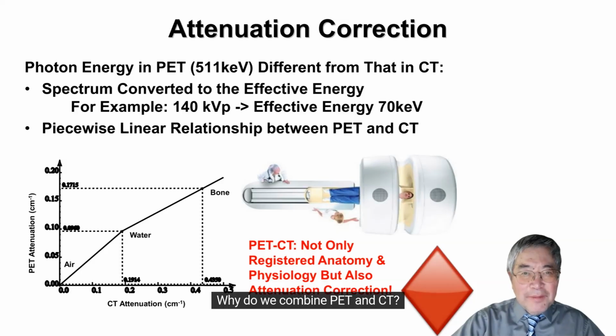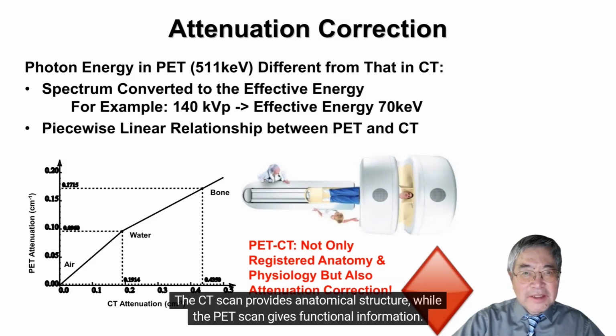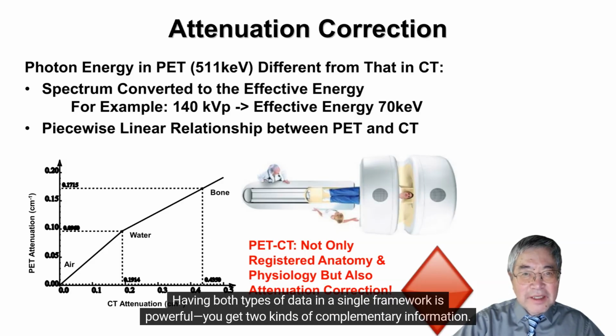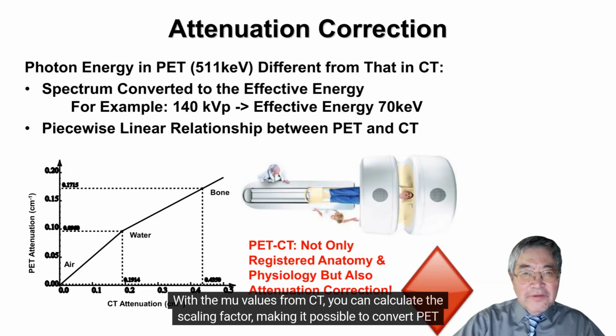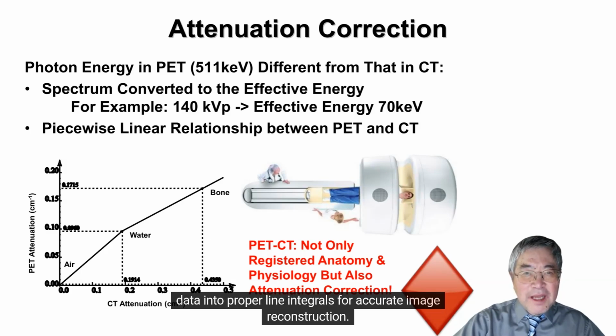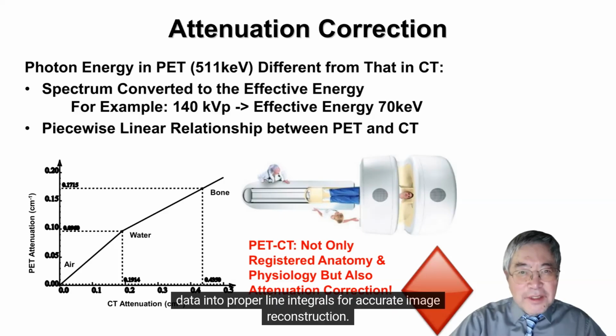Why do we combine PET and CT? The CT scan provides anatomical structure while the PET scan gives functional information. Having both types of data in a single framework is powerful. You get two kinds of complementary information. But beyond that, CT also provides the key information needed for attenuation correction in PET. With the mu values from CT, you can calculate the scaling factor, making it possible to convert PET data into proper line integrals for accurate image reconstruction.